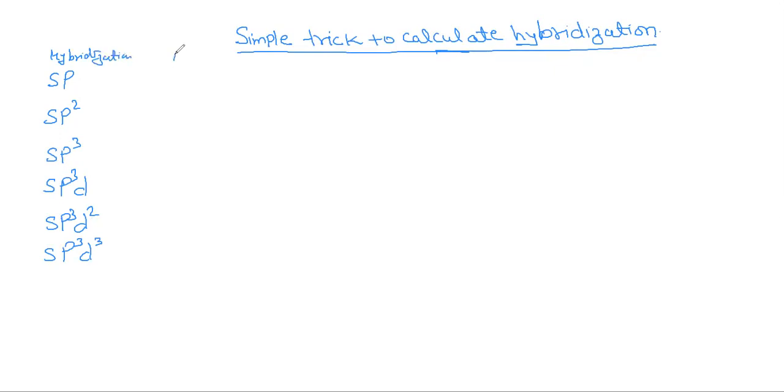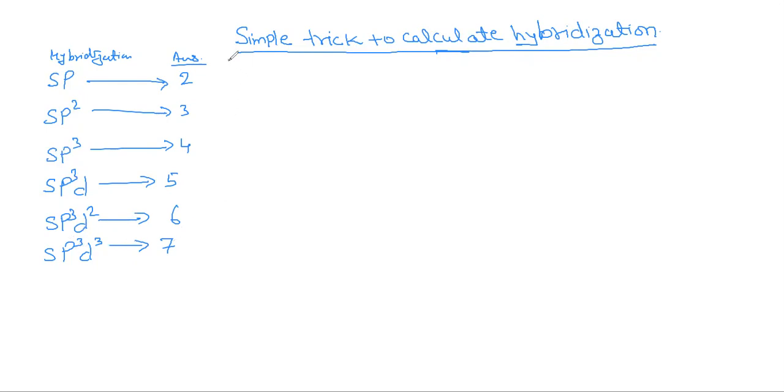And how will we calculate the answer? I will tell you. If the answer is 2, your hybridization is SP. If the answer is 3, it is SP2; answer 4, SP3; answer 5, SP3D; answer 6, SP3D2; and answer 7, SP3D3.